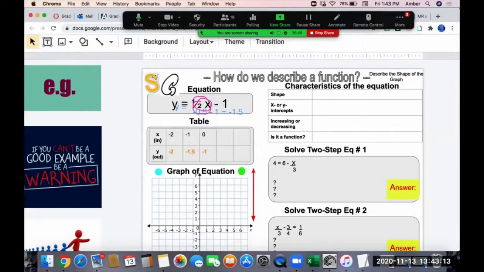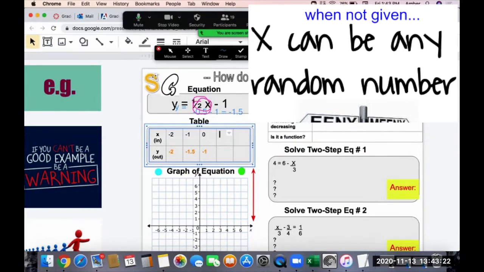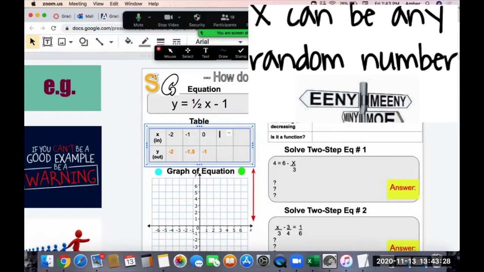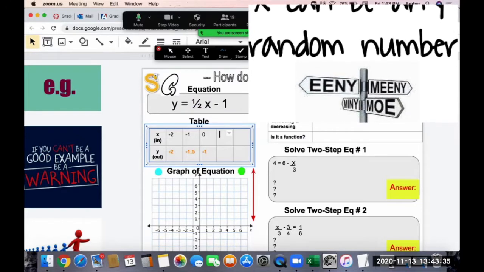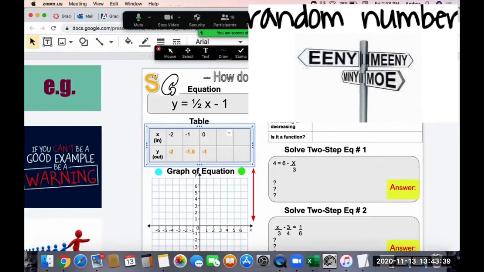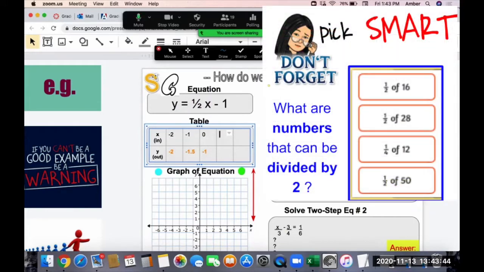Now I have 2 more boxes that I fill out for this table, and I left them out on purpose because we want to show you the smart way to pick numbers for x. We mentioned that x can be any number if we are not given a number that we must use. One of the smart ways is to look at the range right here where we have to graph it later, and we don't want to pick beyond that range.